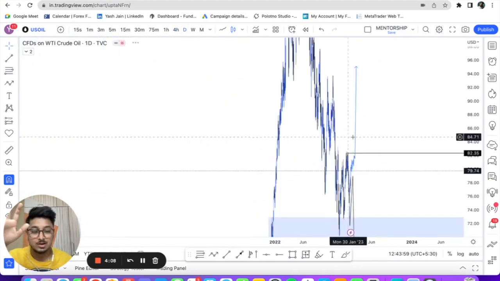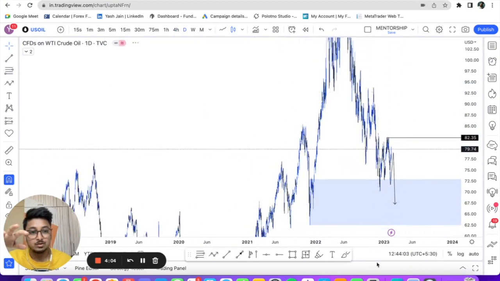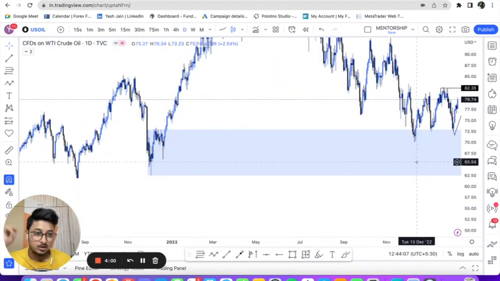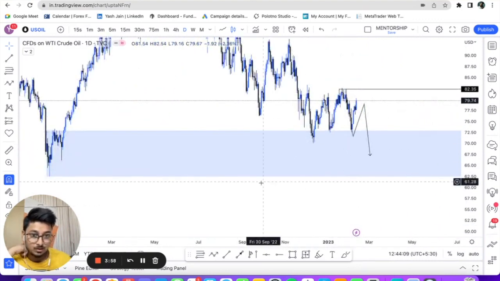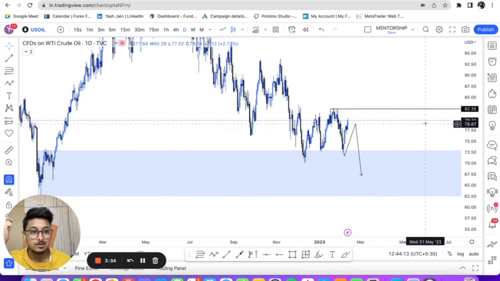If this does not happen, I think we will continue with our original bias, which was bearish, falling right into this demand area. So let's see how this plays out, or else I'll keep updating about this.